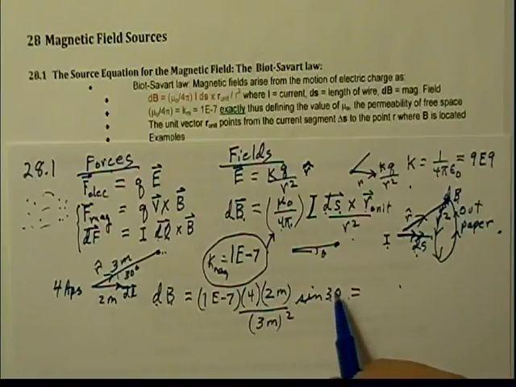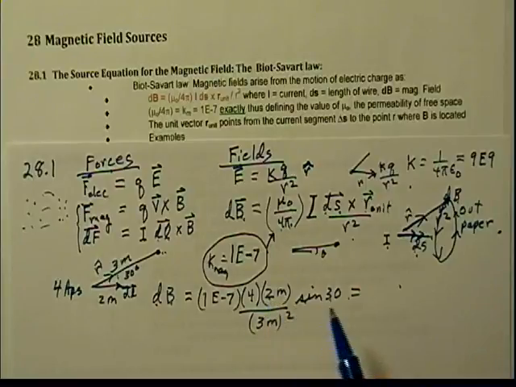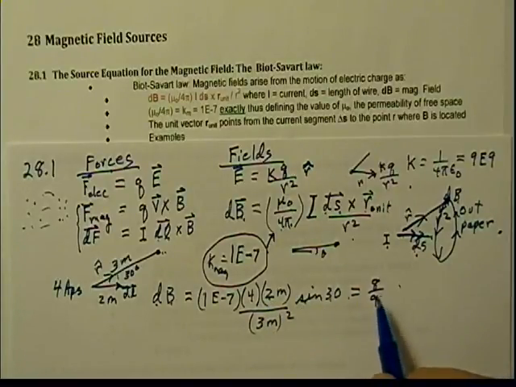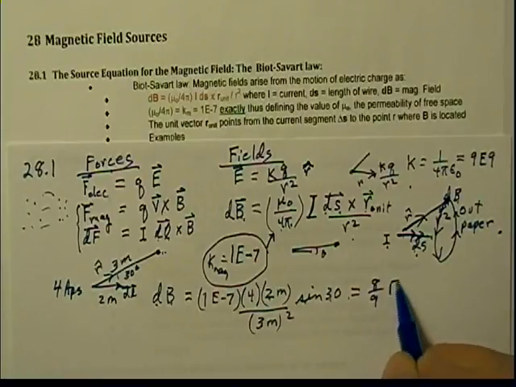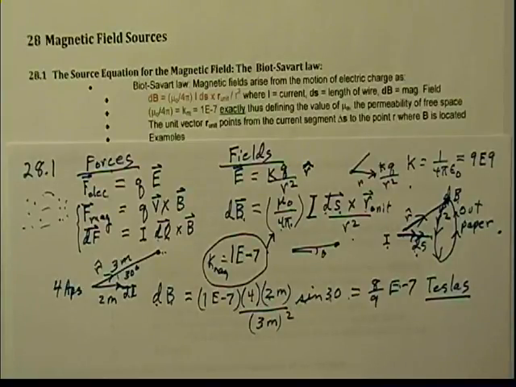so we can solve this in our head. Since the sine of 30 degrees is 1/2, this is going to be 4 times 2 is 8 over 9, so this would be 8 over 9 e to the minus 7th. You can work out that ratio on your calculator. And that would be in Teslas. Remember, the Tesla is the unit for the magnetic field.